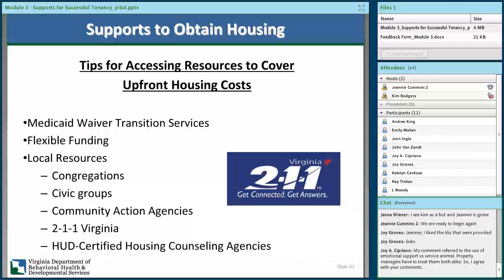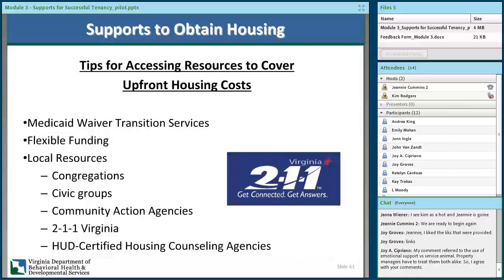Community housing guides frequently help individuals access rental housing by linking them to different resources that help cover upfront costs associated with transitioning to rental housing. Here's a snapshot of resources community housing guides should have at their fingertips. Medicaid waiver transition services and flexible funding can cover upfront costs, such as housing application fees, holding fees, security deposits, utility deposits, connection fees, and moving costs.